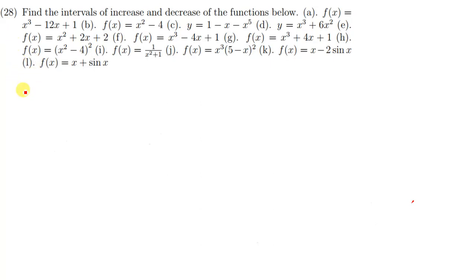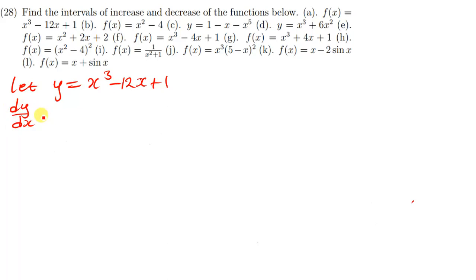This one is straightforward. So let's get the first function. I'm going to say let y be equal to the first function there, which is x cubed minus 12x plus 1. If I let y be equal to that, the first thing that I need to find is the gradient function. So the gradient function is simply dy dx.